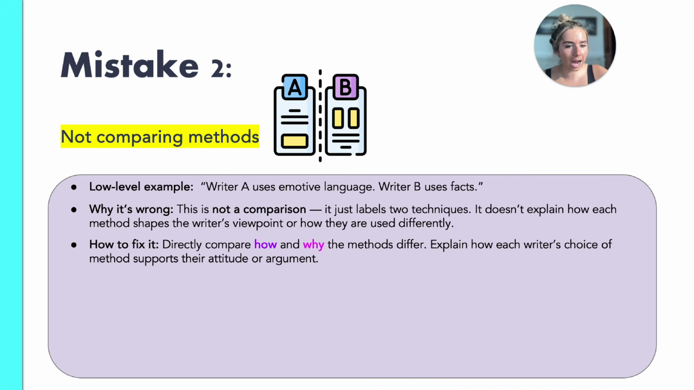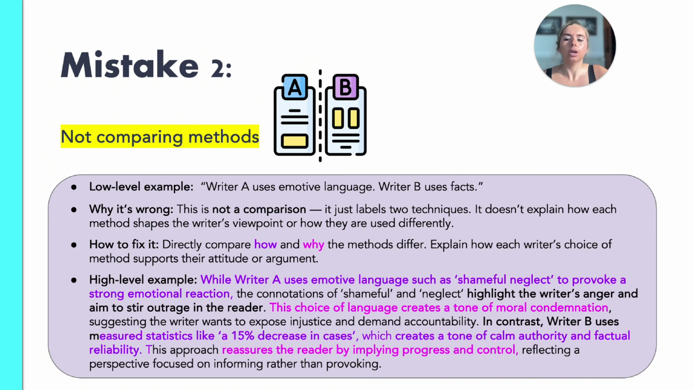So we want to explain how each writer's choice of method supports their attitude or argument. For example here, while writer A uses emotive language such as shameful neglect to provoke a strong emotional reaction, the connotations of shameful and neglect highlight the writer's anger and aim to stir outrage in the reader. That's how they've done it. They've used emotive language, and then I'm going to link it to why. This choice of language creates a tone of moral condemnation, basically meaning they're condemning something, they're not for something, suggesting the writer wants to expose injustice and demand accountability.